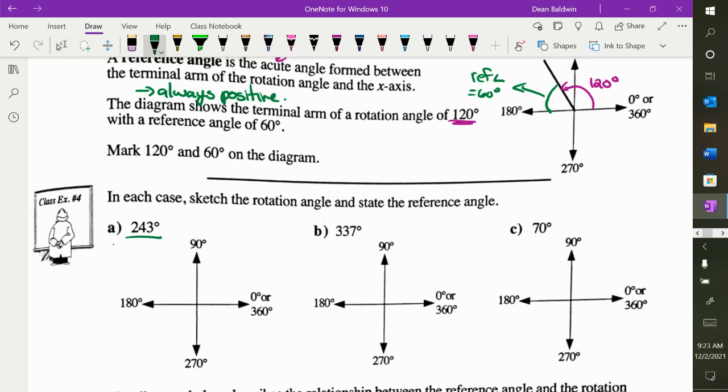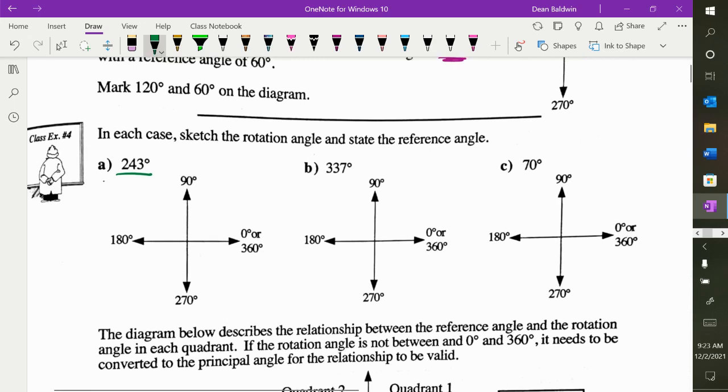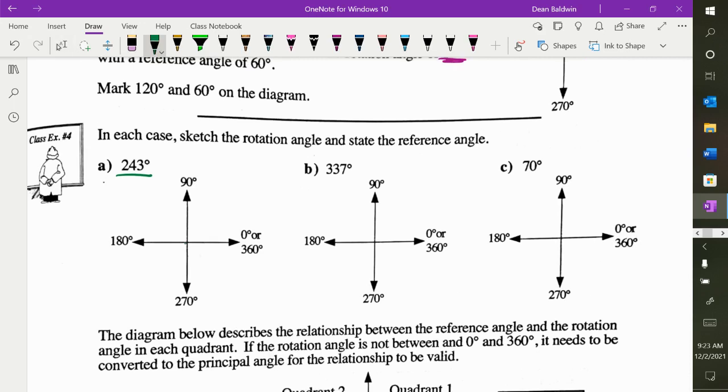243 degrees. Where am I located? What quadrant? Quadrant 3. Boom. It's 243. My reference angle is to the x-axis, to the closest x-axis. So the reference angle is this bit.